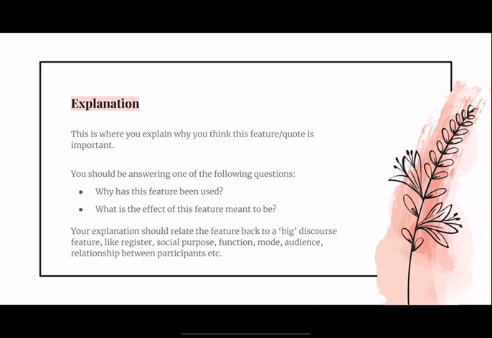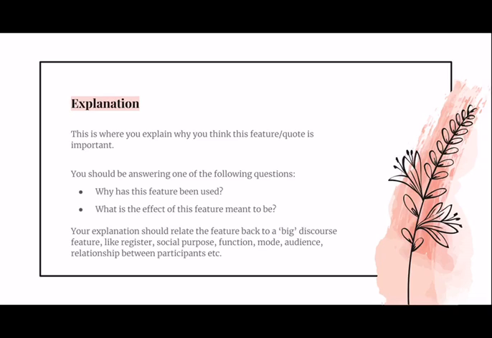This is where you explain why you think the feature and quote that you've chosen is important to the text. So you should be answering one of the following questions. Why has this feature been used, and what is the effect of this feature meant to be? Okay, so they're obviously very interrelated questions. You're really focusing on the why. Why this feature in this text?